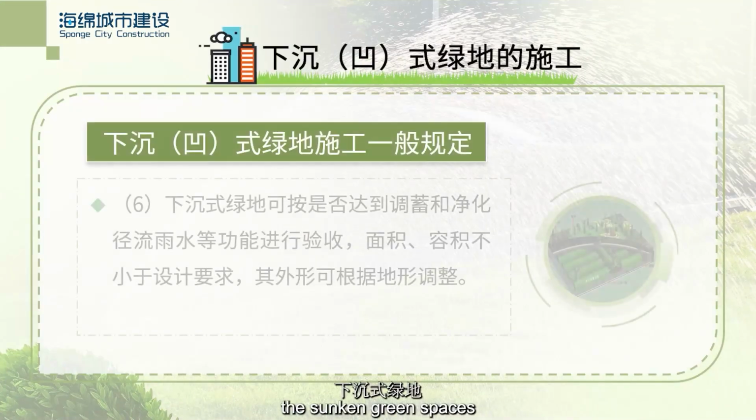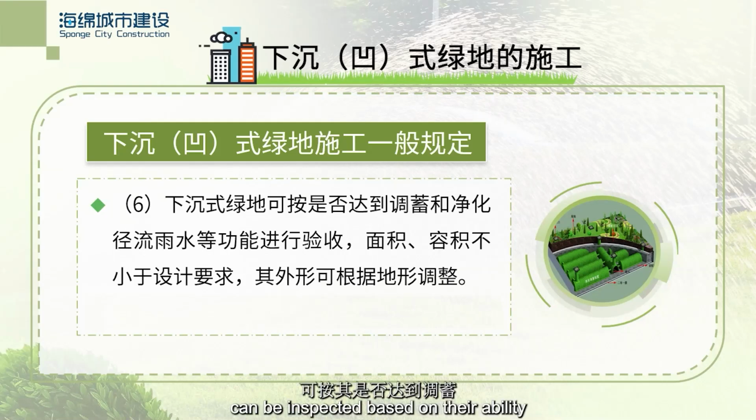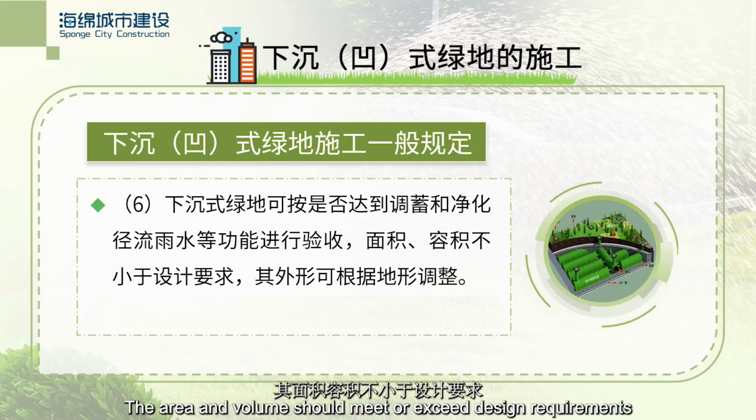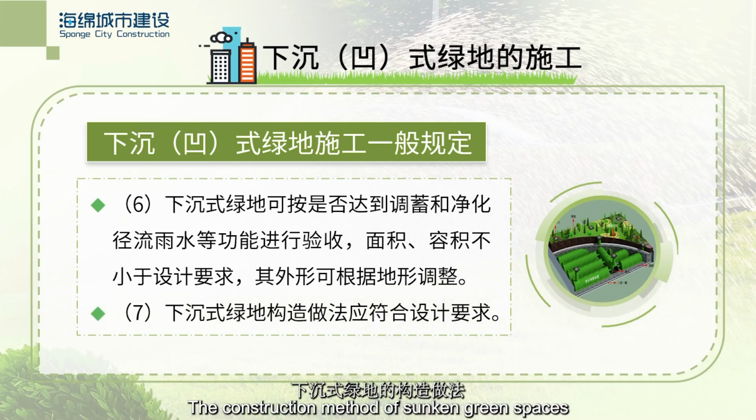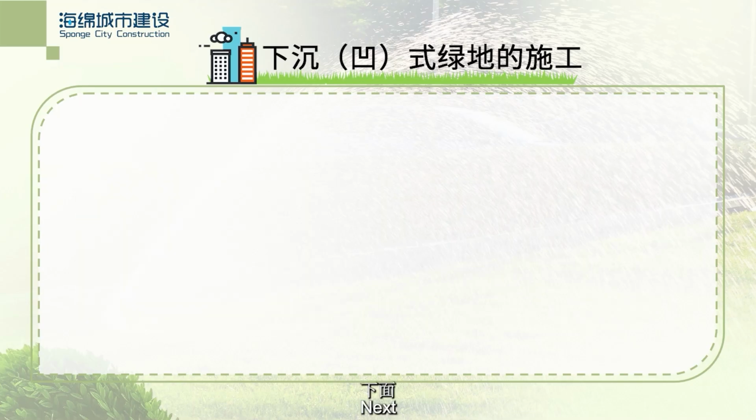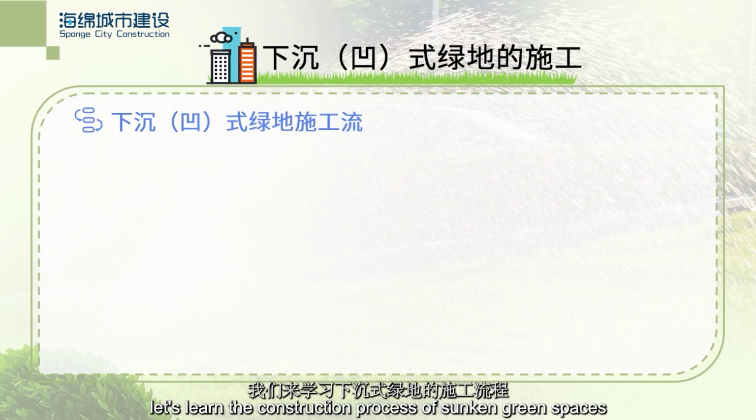The sunken green spaces can be inspected based on their ability to store and purify runoff rainwater. The area and volume should meet or exceed design requirements, and the shape can be adjusted based on the terrain. The construction method of sunken green spaces should meet design requirements. Next, let's learn the construction process of sunken green spaces.